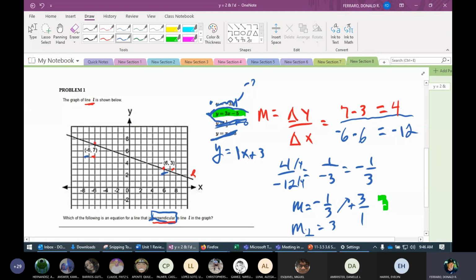And that's the answer. Go ahead, make sure you guys write this down in your notes or take a screenshot of this and put it into a Word document. You guys know how to do that? Okay, so that's the first one.